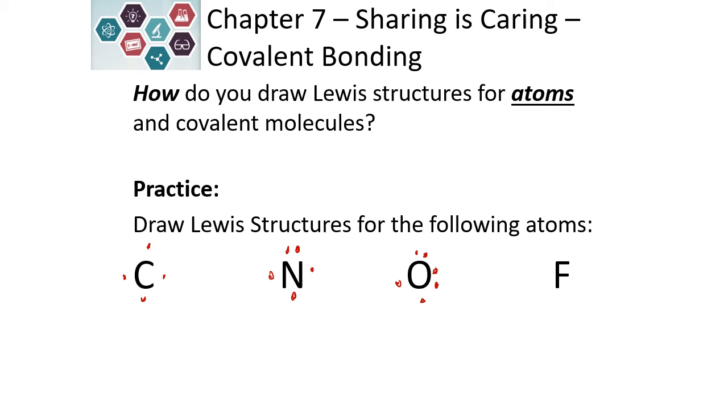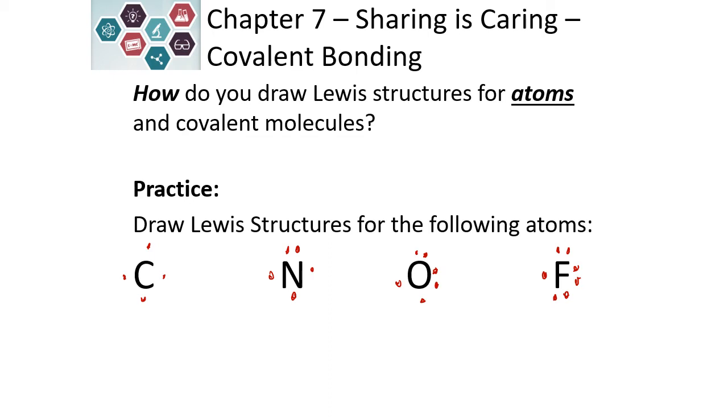Fluorine is in column 7 or 17. So it is going to have 7 valence electrons, which gives it 3 lone pairs and 1 non-bonding electron. This does give us an idea of how many bonds the atom is going to want to make. It's going to prefer to make bonds to those unpaired electrons. So fluorine would like to make 1 bond.